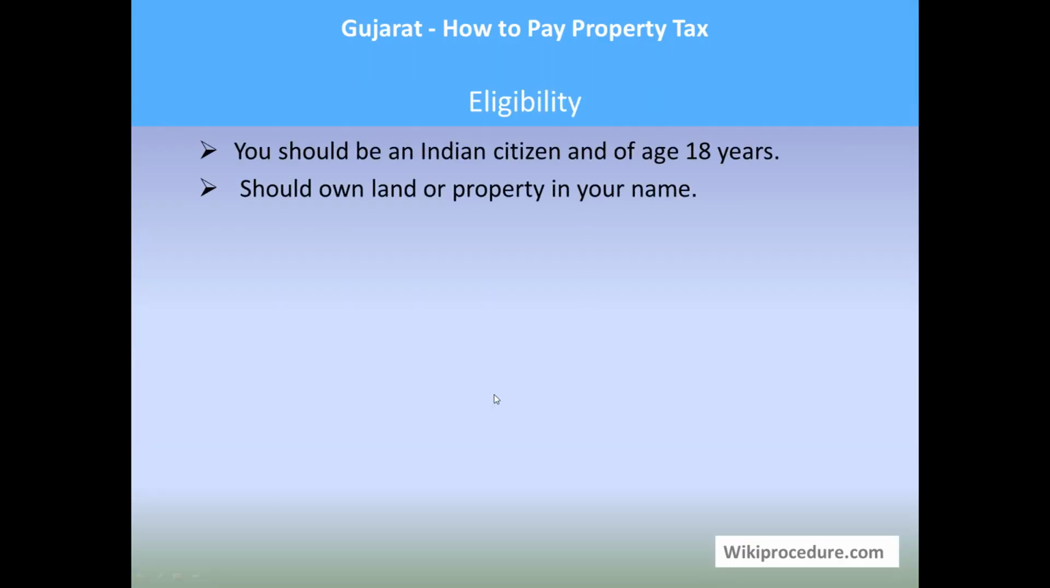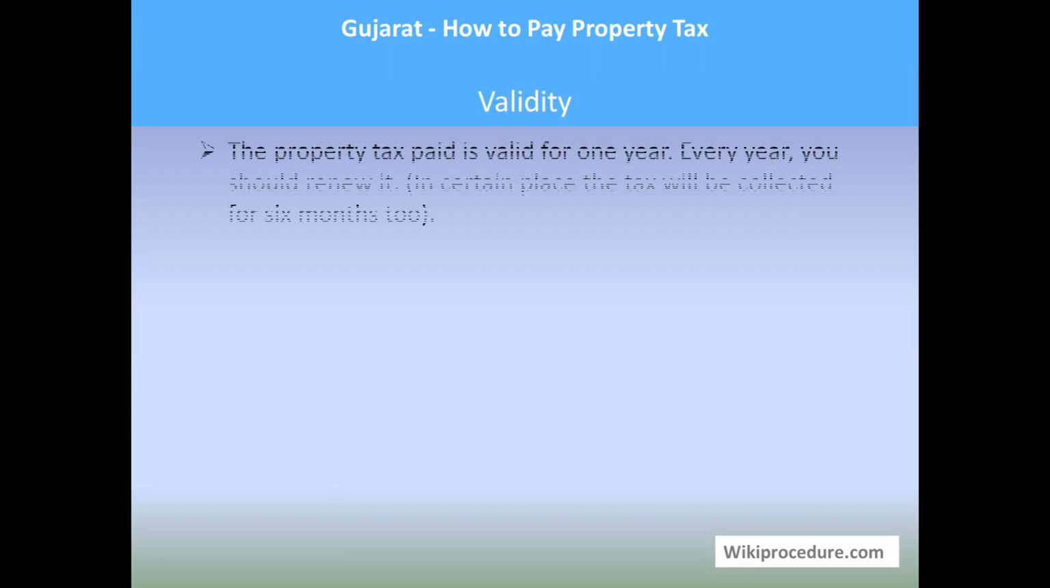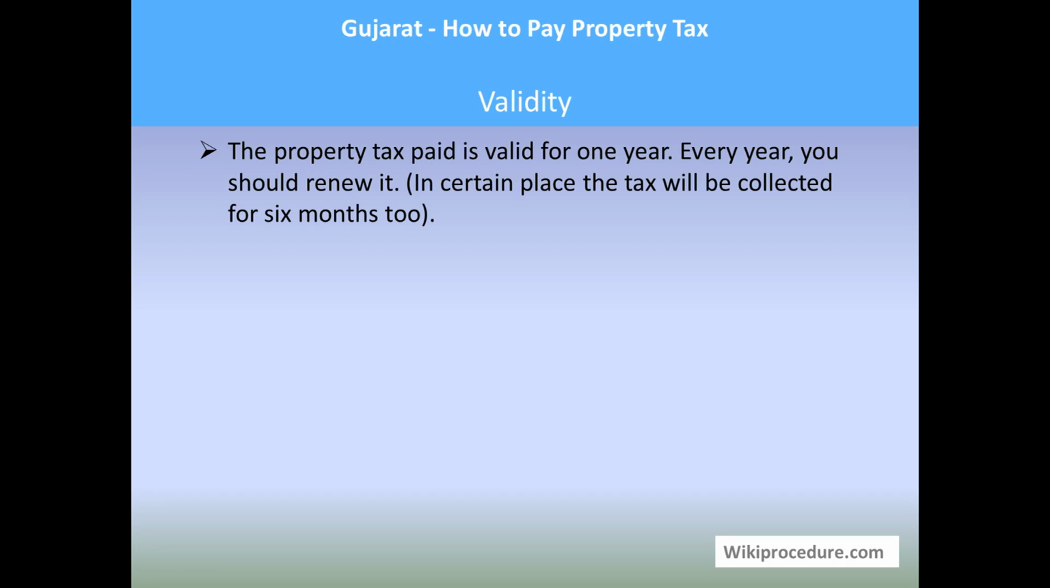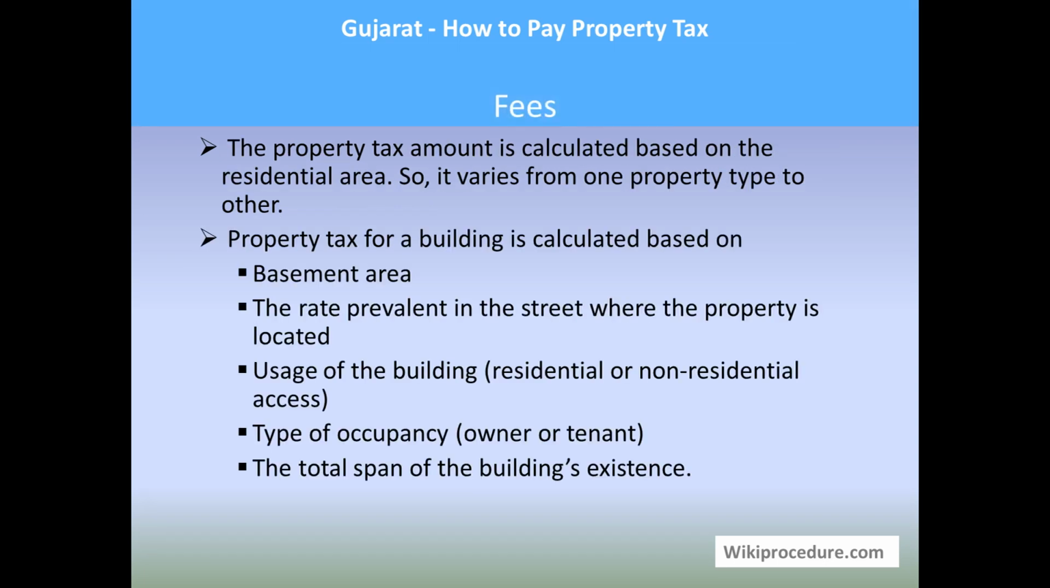Eligibility: you should be an Indian citizen aged 18 years or above, and should own land or property in your name. Validity: the property tax is valid for 1 year and you should renew it yearly. In India, in certain parts they pay once in 6 months for this property tax. Fees: the property tax amount is calculated based on the residential area. It varies from place to place and from property type to property type.